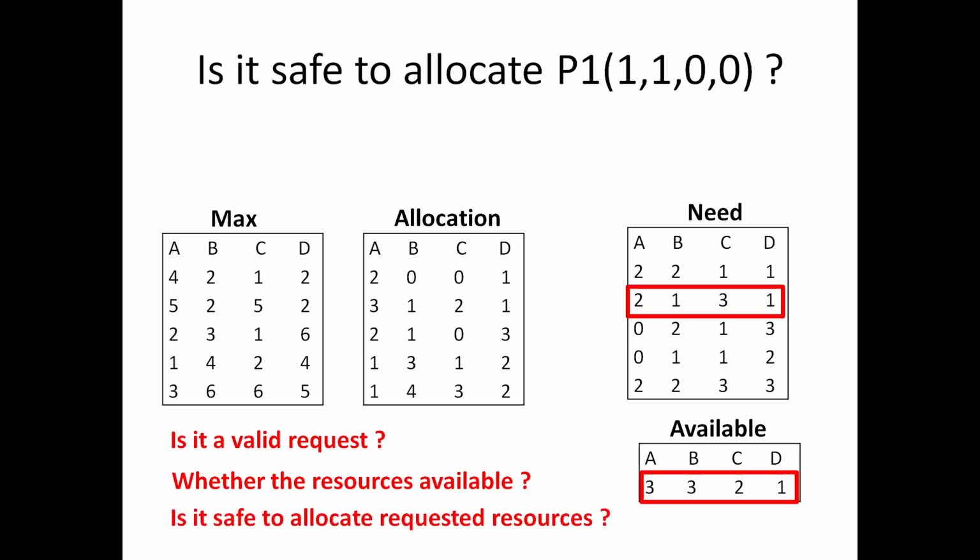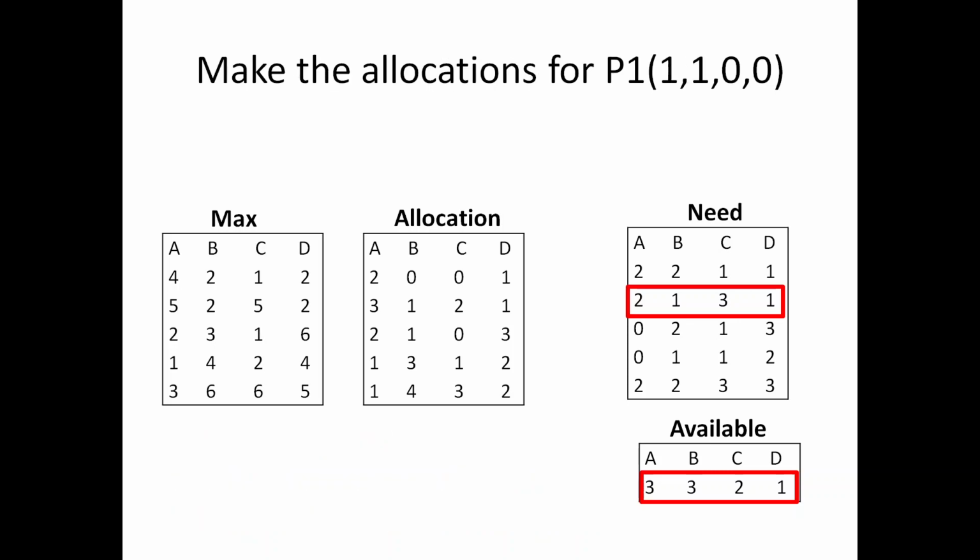issue. Is it safe to allocate the requested resources to P1? We just have to follow the same steps we already followed. Make the allocations for P1. So this is an additional step. In the first case, we were just asked to check whether the given state of the system is safe or not. So we immediately started the process with the help of the current information.